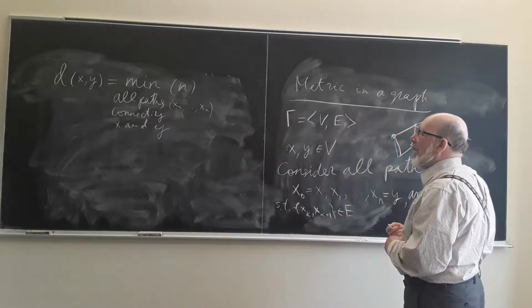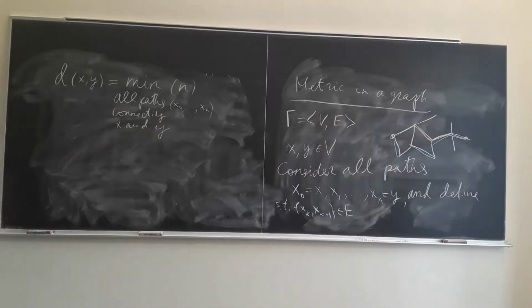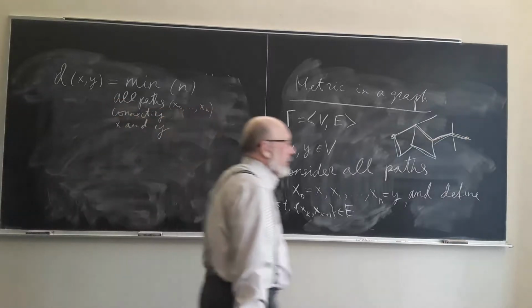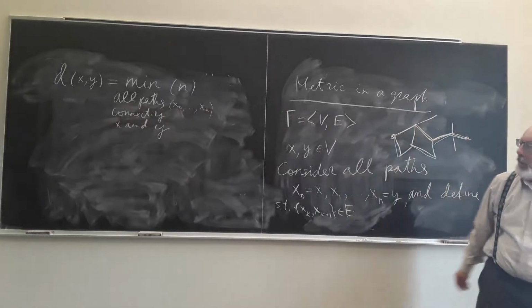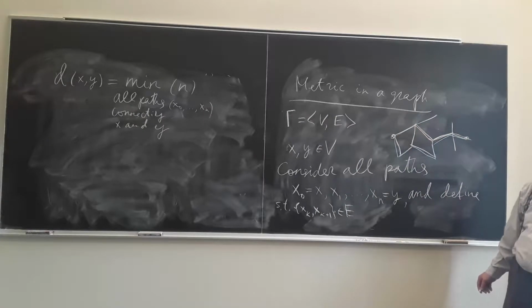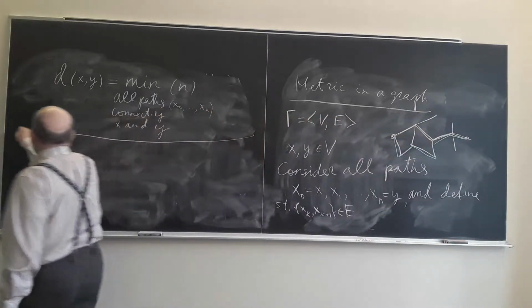I assume that the graph is connected, so that for any two vertices we can find such a path. Otherwise we have two disconnected graphs, and so it's not interesting. It's interesting to consider connected graphs. With this, of course, the graph becomes a metric space. Maybe I will ask you to do it as an exercise.